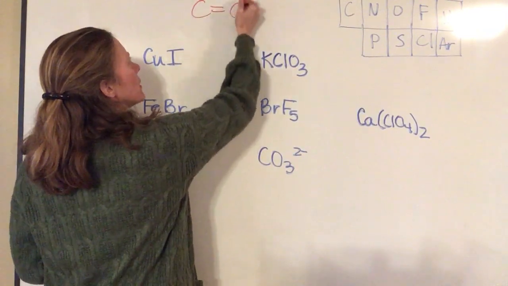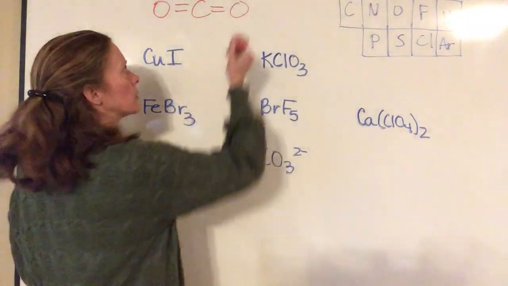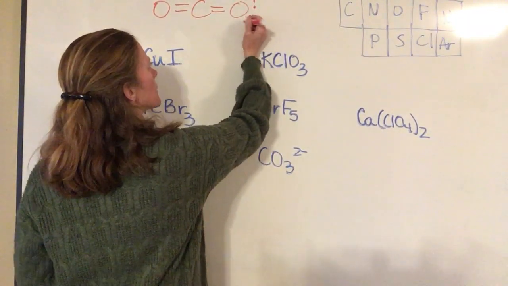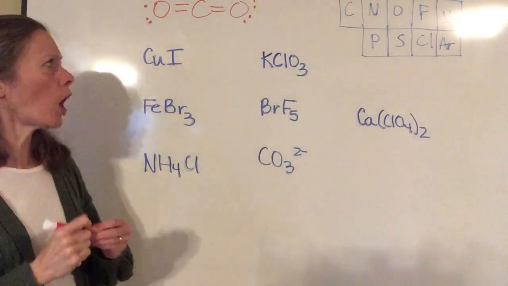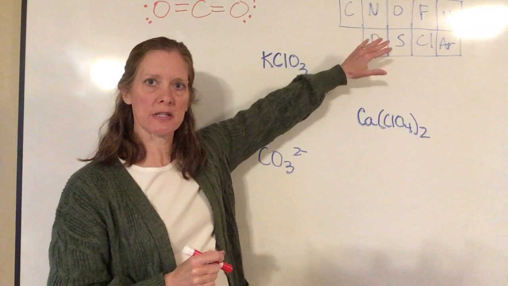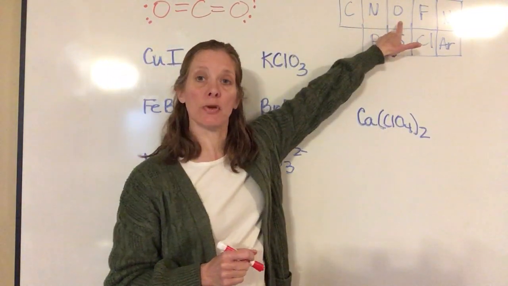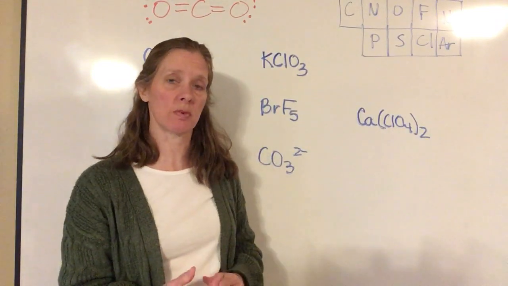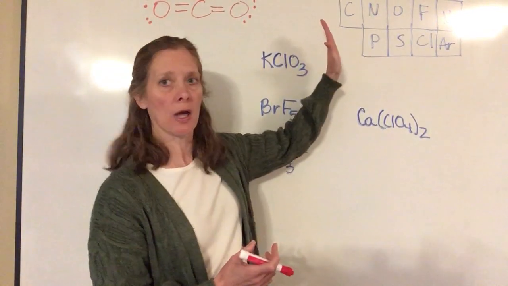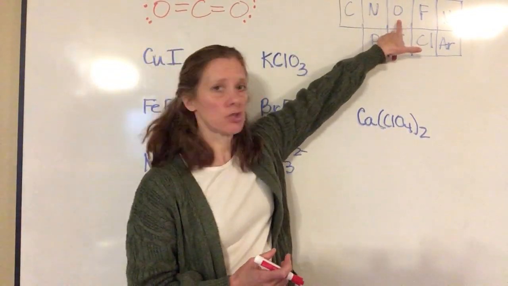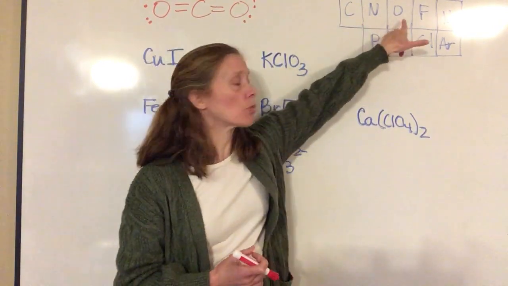If I have a carbon dioxide molecule right here, and I look at the periodic table, I have a portion of the periodic table drawn right here. Carbon is here and oxygen is here. And if you remember the electronegativity trends that we studied in an earlier chapter, electronegativity increases as you go up and as you go to the right.